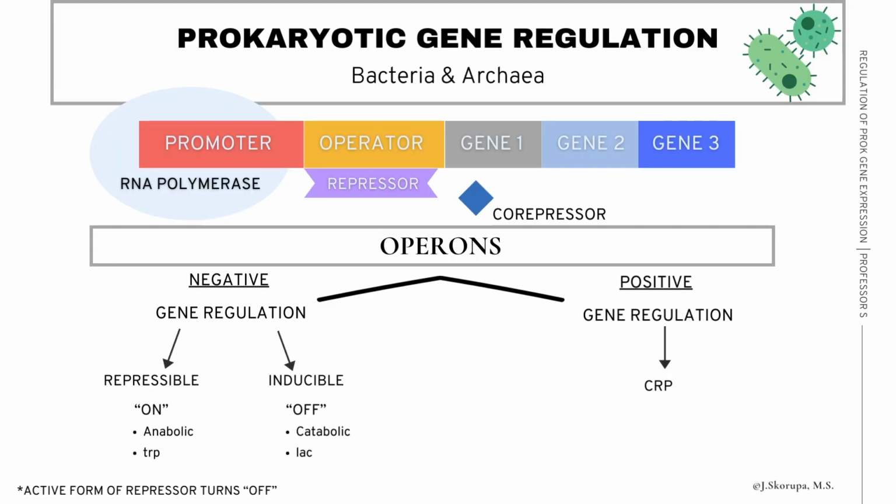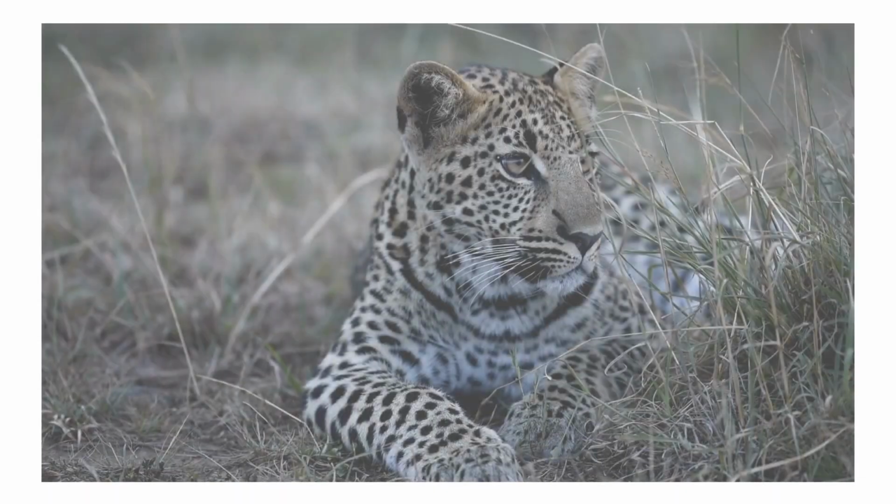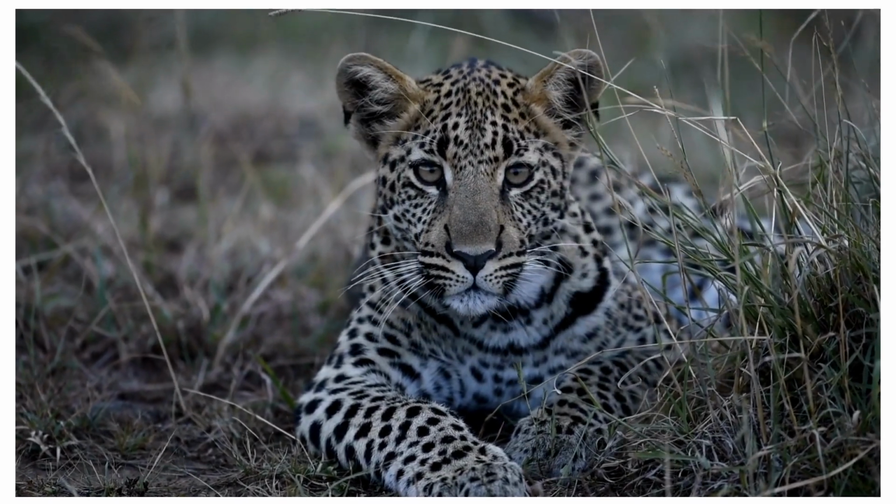For the rest of this lecture, we'll focus on prokaryotic gene expression regulation. This will cover operons and their components, negative versus positive gene regulation, including the two types of negative gene regulation, repressible and inducible.